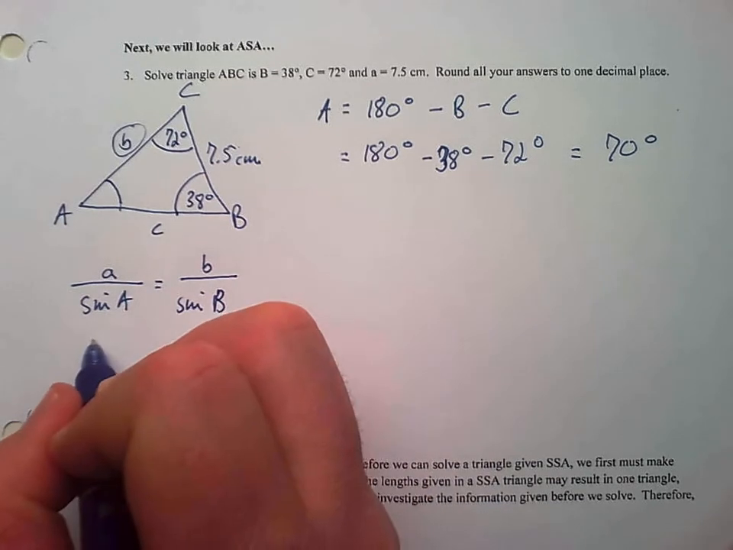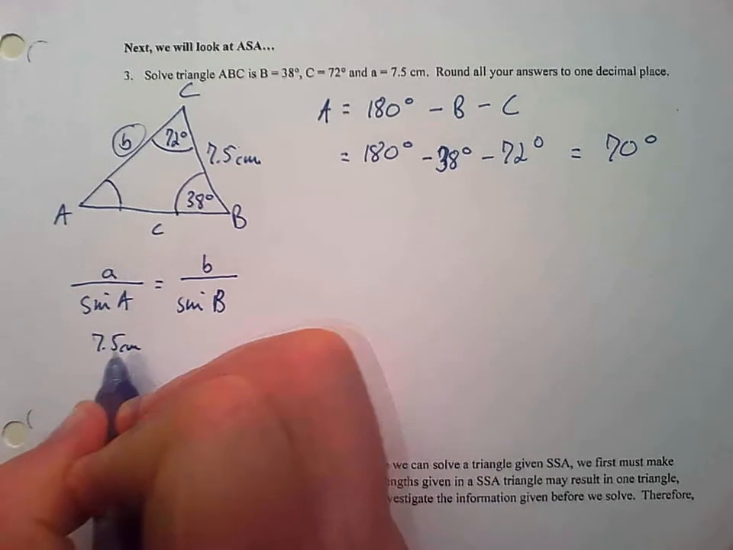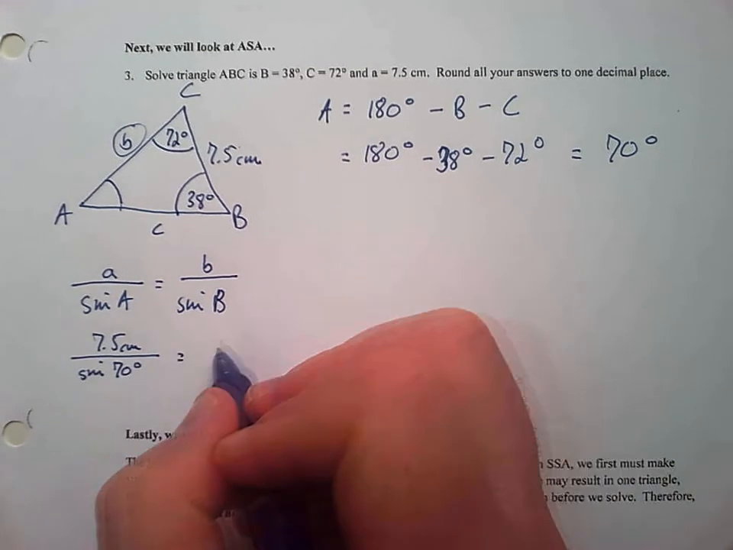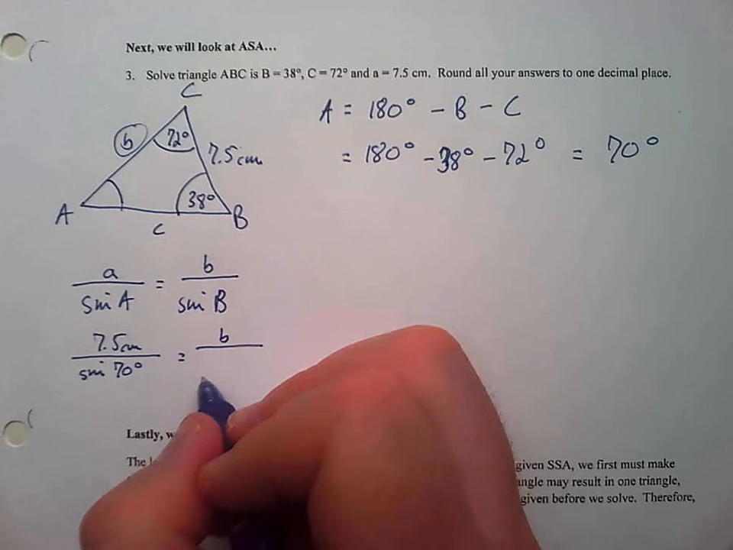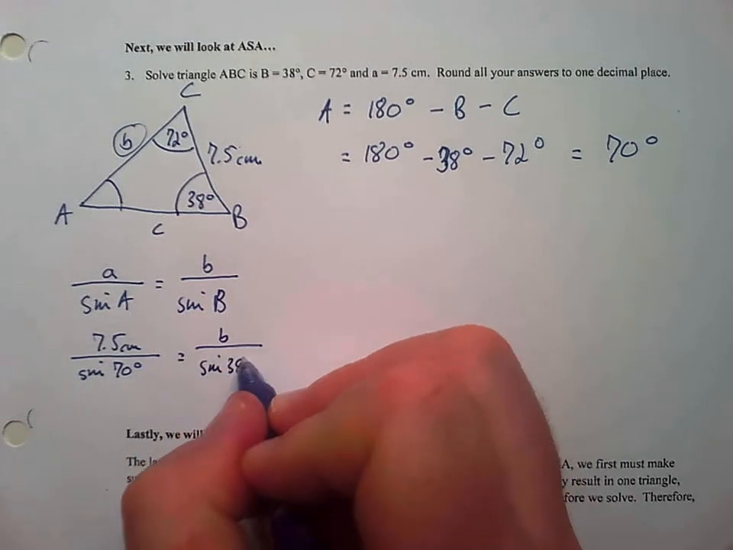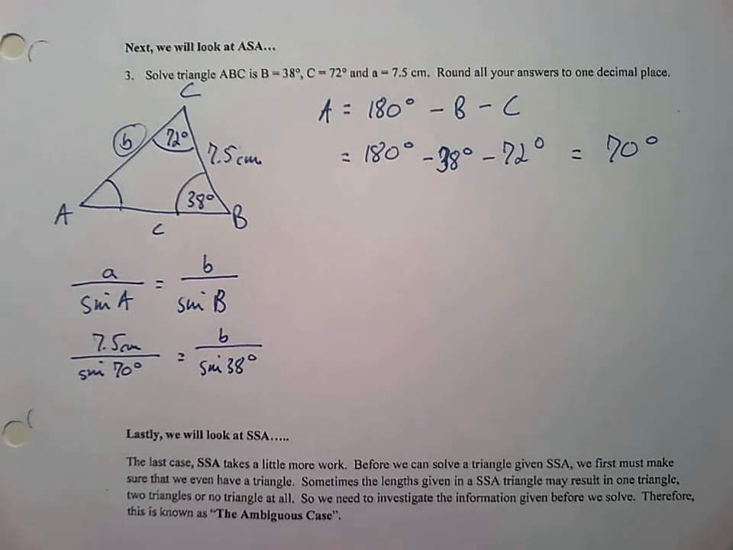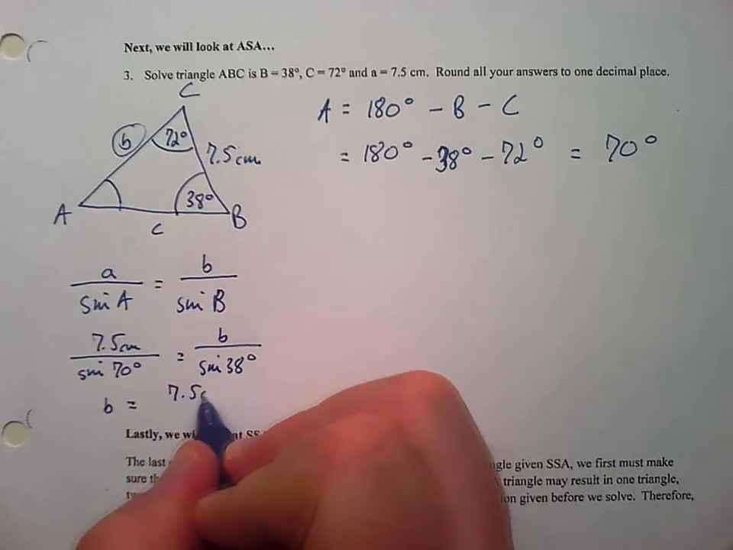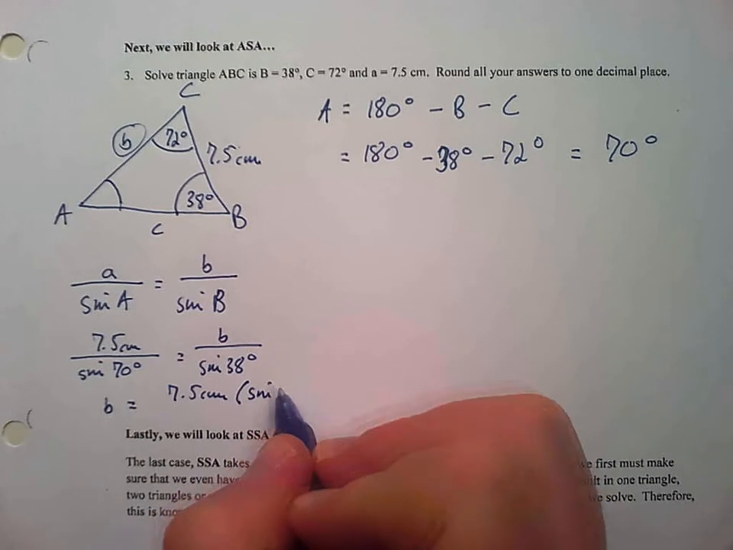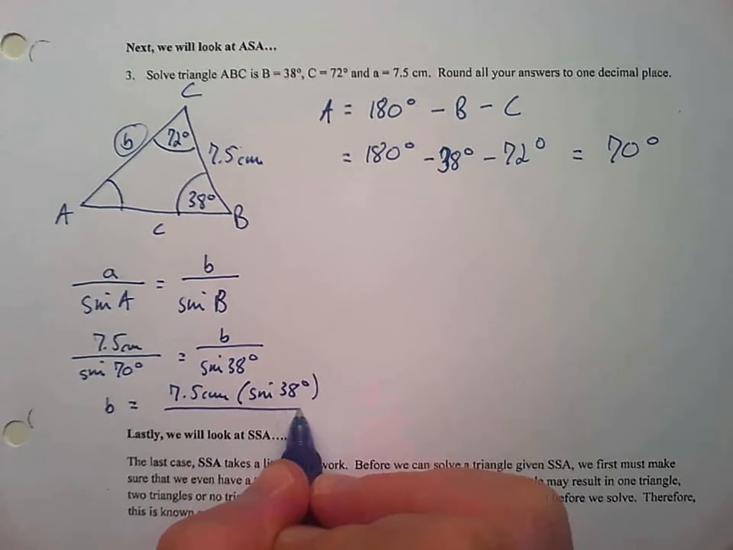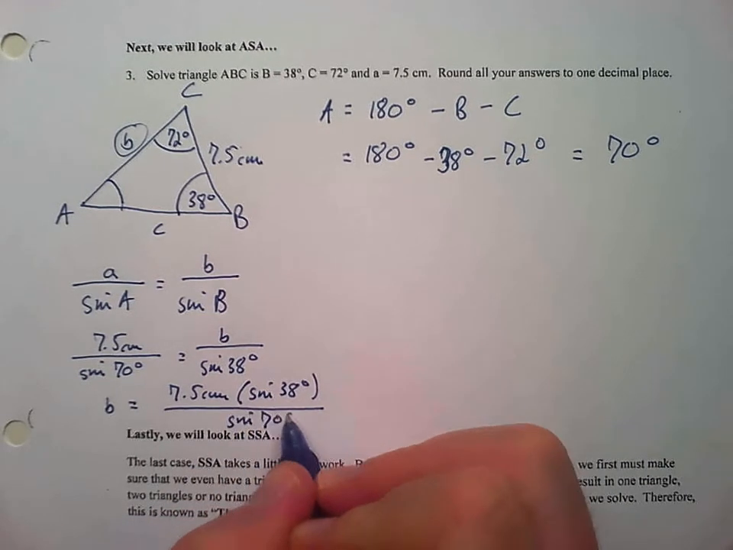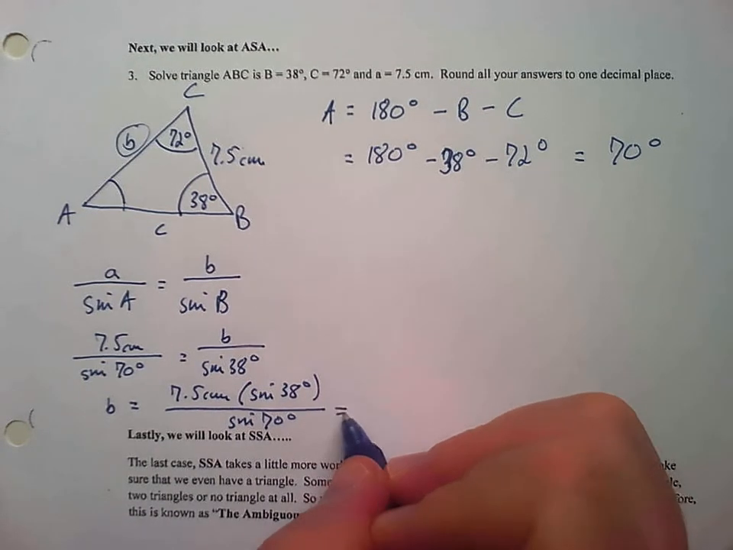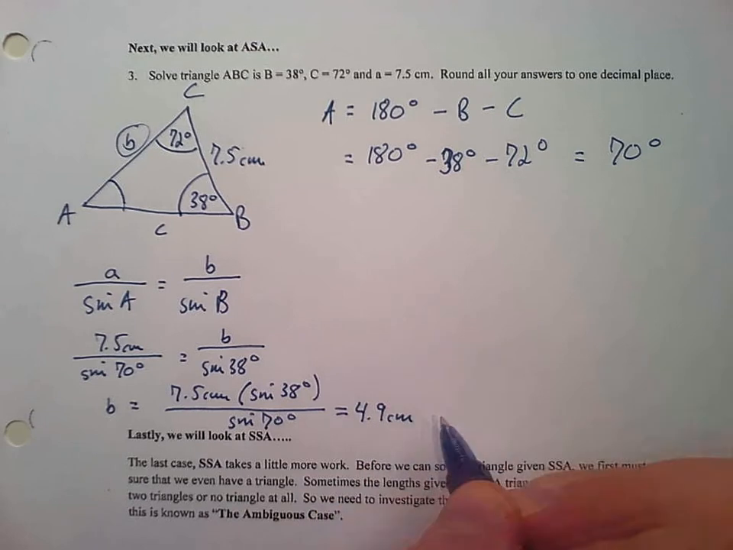We know that side A is 7.5 centimeters. Sine of A is now the sine of 70 degrees, which is going to be equal to B times the sine of angle B, which is 38 degrees. Therefore, if we solve for B, B is going to be 7.5 centimeters times the sine of 38 degrees divided by the sine of 70 degrees. So therefore, B is going to be approximately 4.9 centimeters.